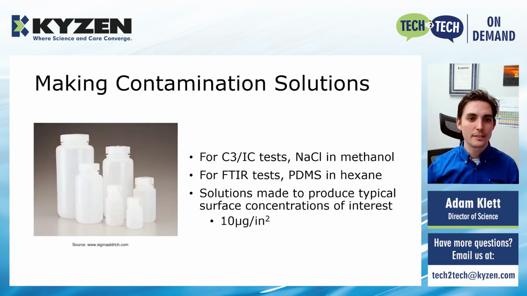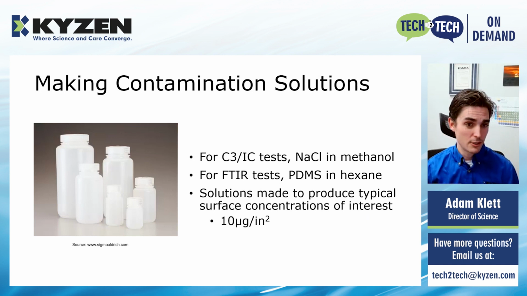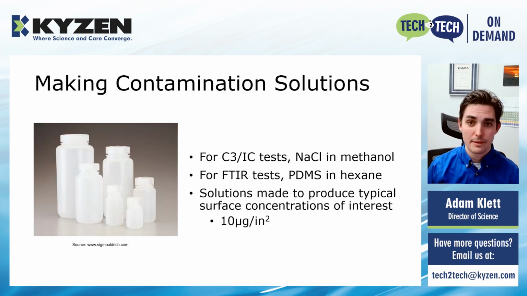So how are we going to make these contamination solutions? So you have two options, different types of contamination. The first is going to be ionic contamination, or you can choose to work with organic contamination. A lot of times, ionic contamination is looked at as a culprit for a lot of those electrochemical failures. And so in this work, we are going to demonstrate this procedure with sodium chloride dissolved in methanol. We're going to measure and make our calibration curves with C3 and IC tests.